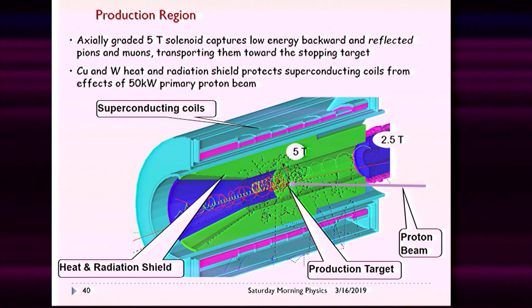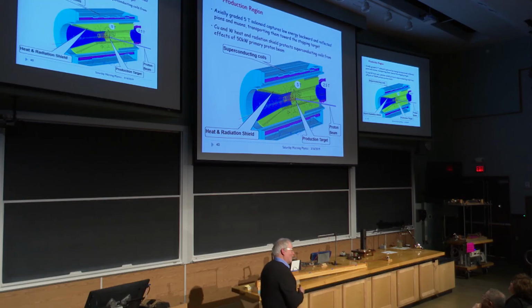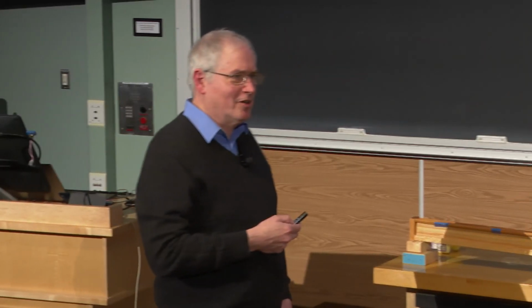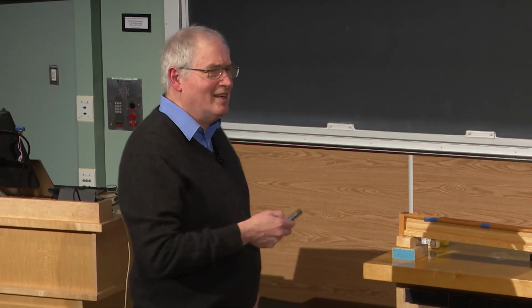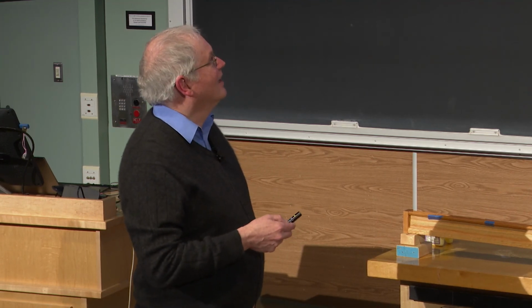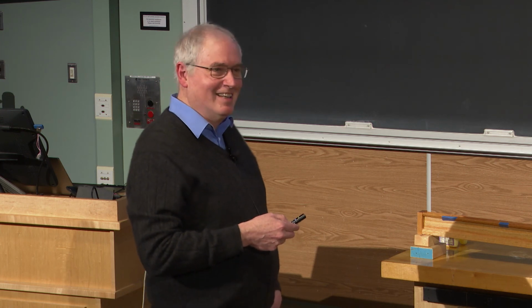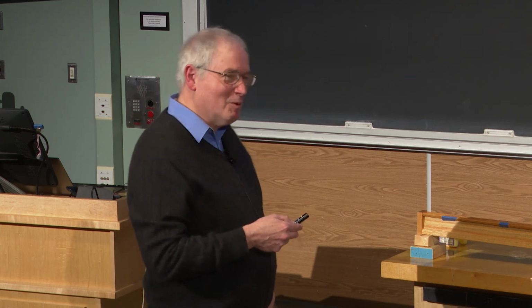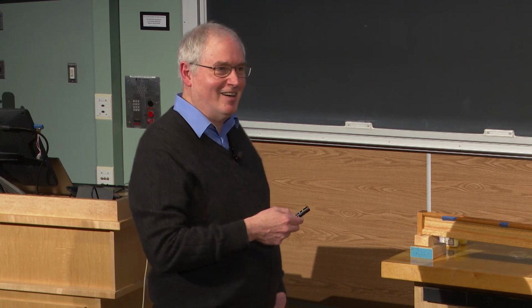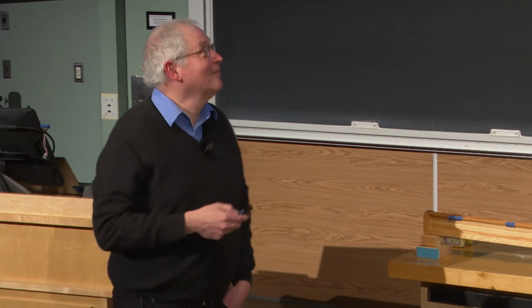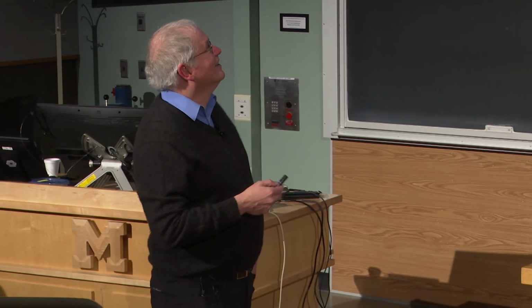So this production target, we have the proton beam coming in with 50 kilowatts of protons, and we have it surrounded by this superconducting coil. These superconducting magnets have to work at a fraction of a degree Kelvin, so you don't want any heat to go into that. As we talk to the magnet designers, they say, you're going to put what into the center of this? You're going to put 50 kilowatts of heat into the center of this superconducting magnet? Well, that will never work.